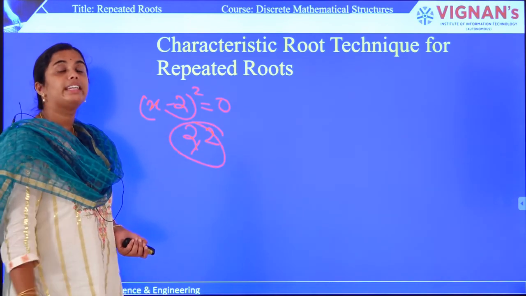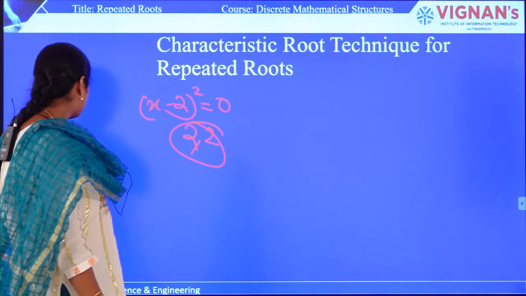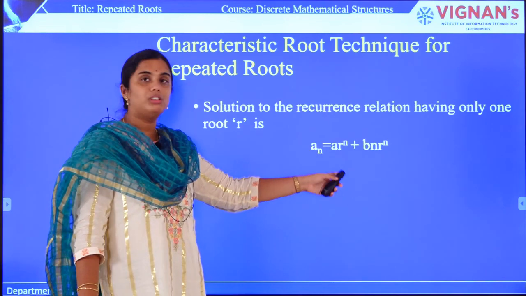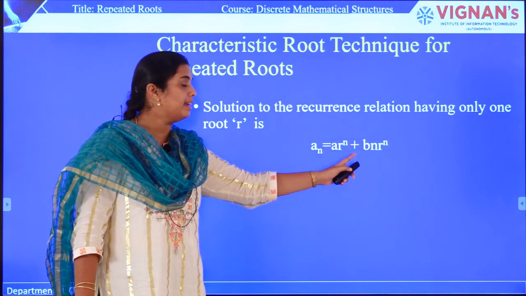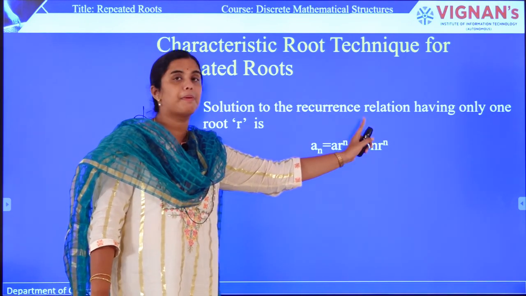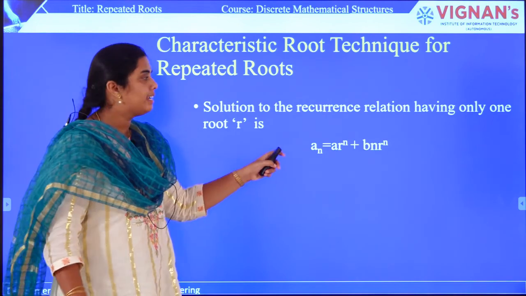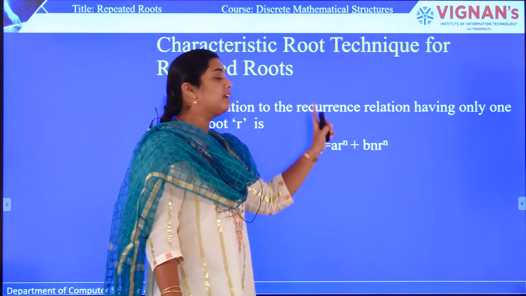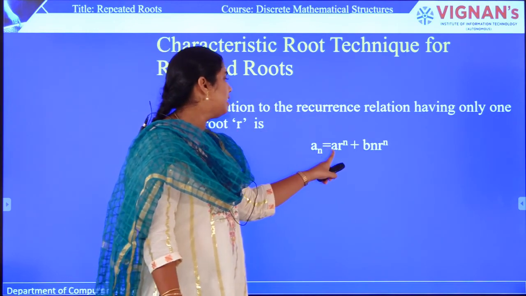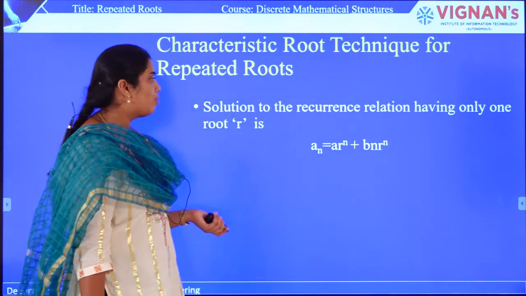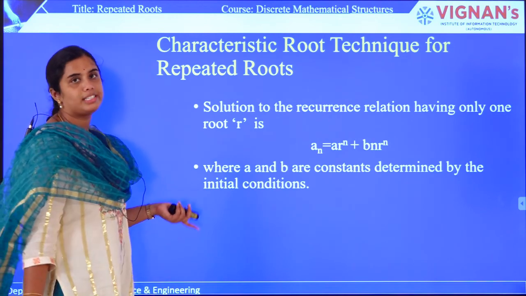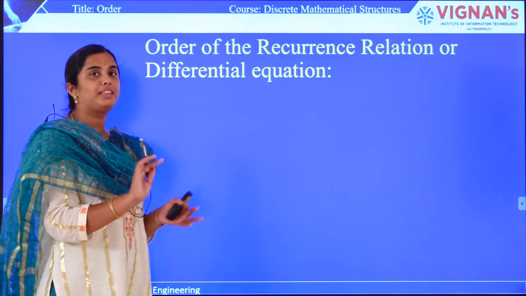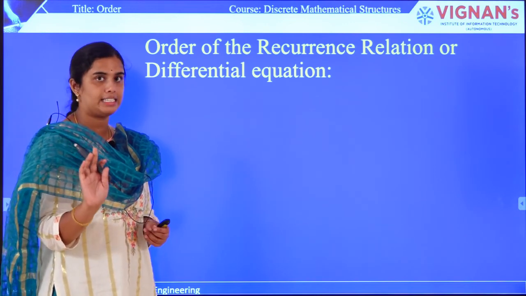So what if you are getting the same root? In that case, the solution will be modified as a_n equals a r to the power of n plus b n r to the power of n. The only difference is that here we have included n along with the constant b, and as only a single root is present, I have given only r over here, and a and b are nothing but constants, as I already said. Okay? You have learned some basics of the characteristic equation of the recurrence relation.